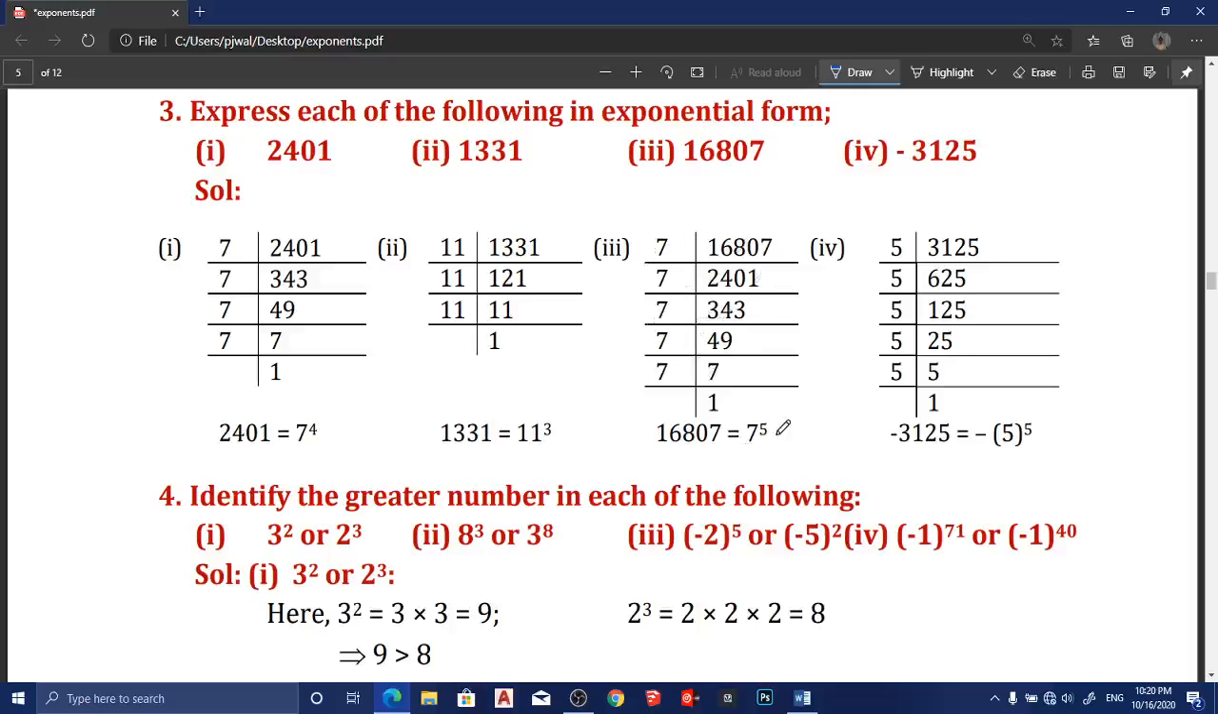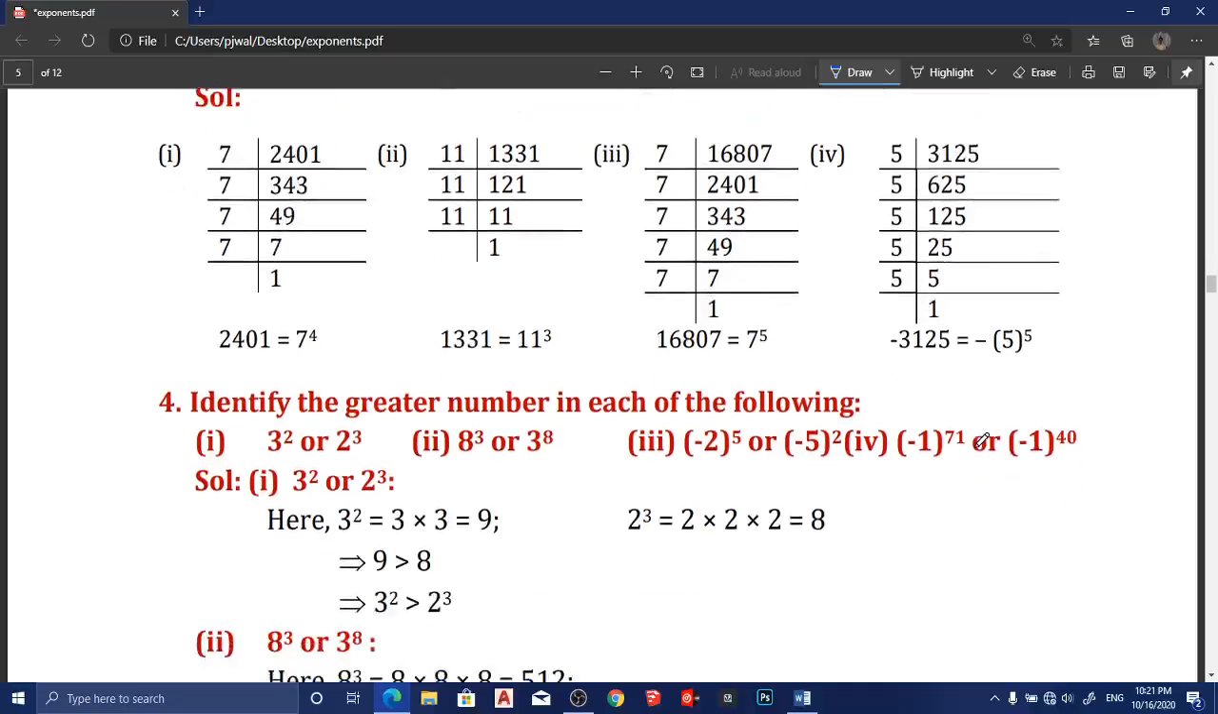This is 7 raised to the power of 5, this is minus 5 raised to the power of 5. Here just ignore this minus first, just take up to here only, and after finding the factors, after writing this number in exponential form, write this negative sign. Don't forget to write this negative sign here, because it is a negative number, you will get minus.